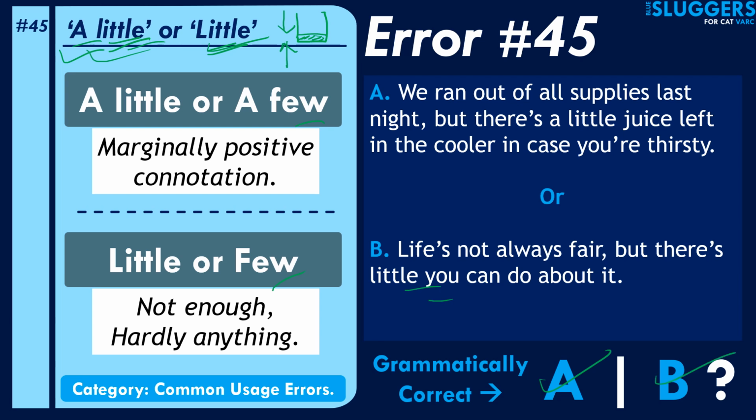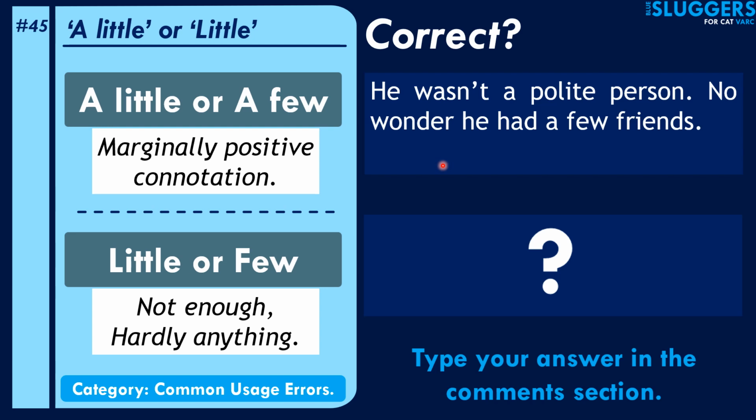Okay, guys, so try this example by yourself. It says he wasn't a polite person. No wonder he had a few friends. Well, I know it's not a single sentence, but you can still try and see if you can spot the error in the second part.